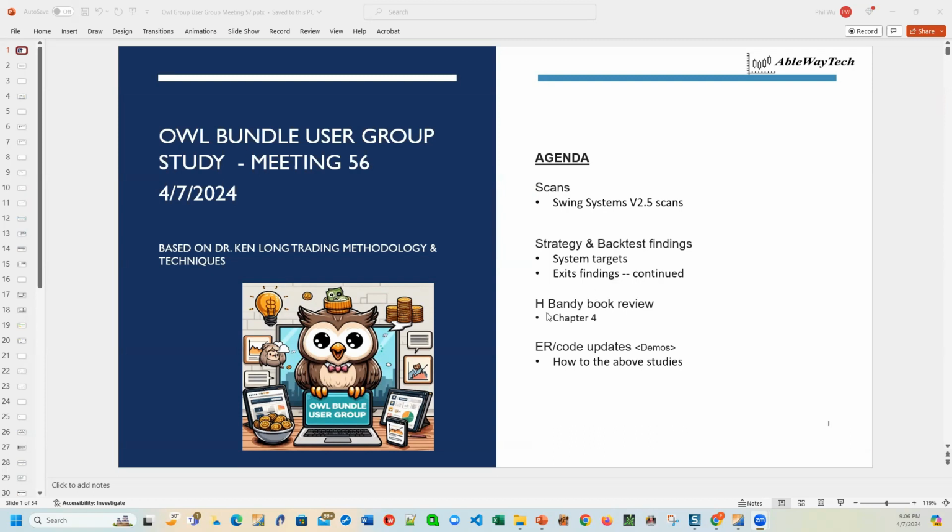Then it was a suggestion for us to go through chapter 4 of Howard Bandy's book. So I'll provide a Cornell Notes summary on it, and we can discuss it further. And then if there's interest in how some of the backtesting was done, we can discuss it towards the end.